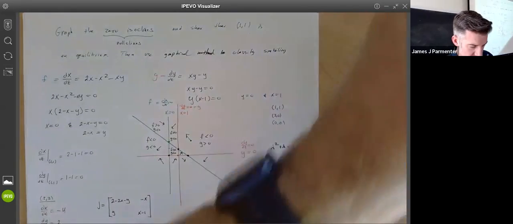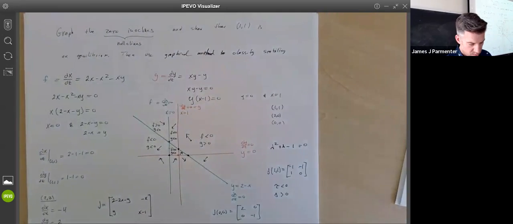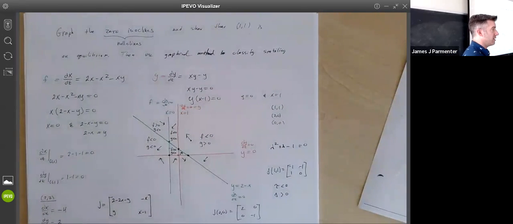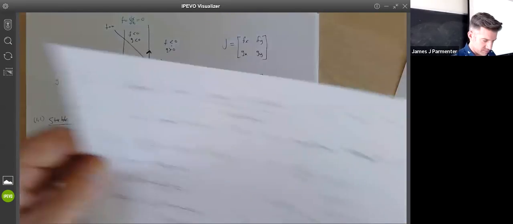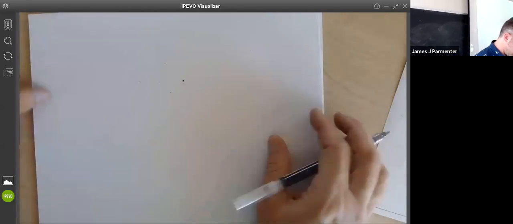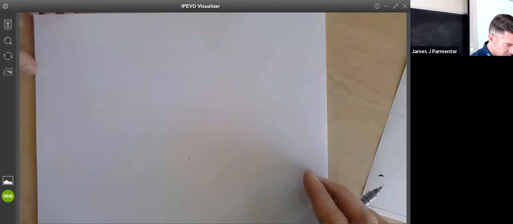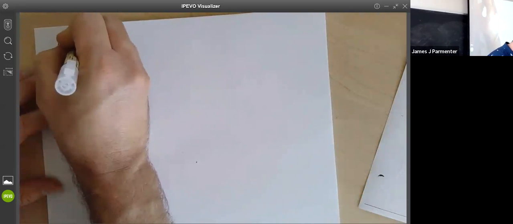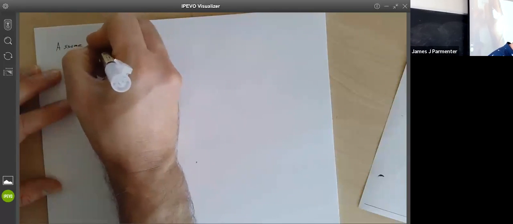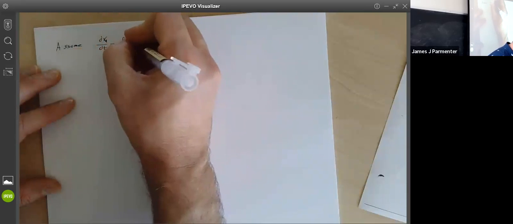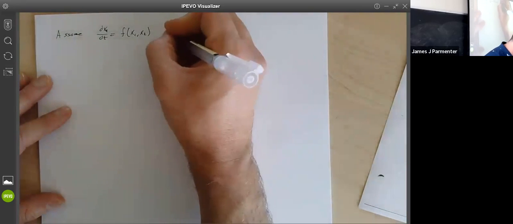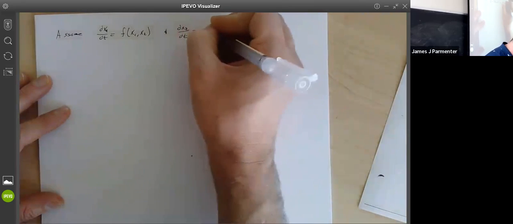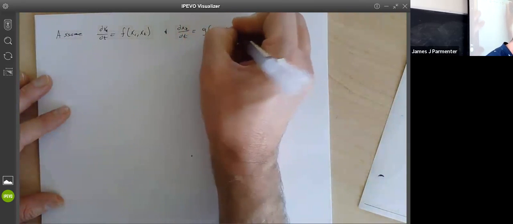But sometimes we get asked questions where we're not given the actual system of equations. So for example, let's say we had the following situation. Let's assume that dx1/dt is equal to a function of x1 and x2. We're just calling dx1/dt f like we often do. And dx2/dt is equal to g as a function of x1 and x2.